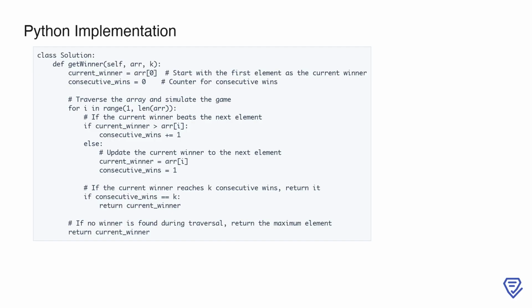This approach is efficient with a time complexity of O(n), where n is the length of the array. This is because we perform a single traversal of the array and compare each element at most once. The space complexity is O(1), as we only use a few variables to keep track of the current state of the game. This makes the solution optimal for the given problem constraints.